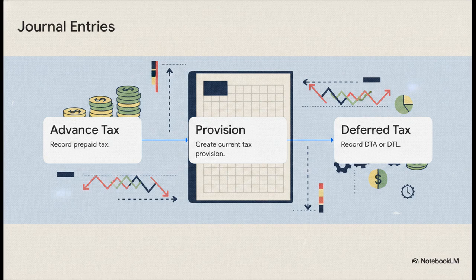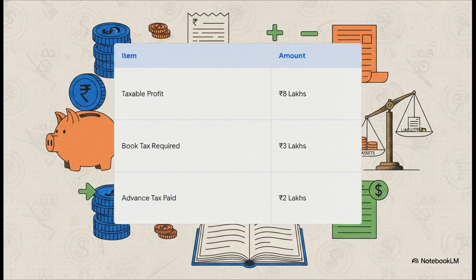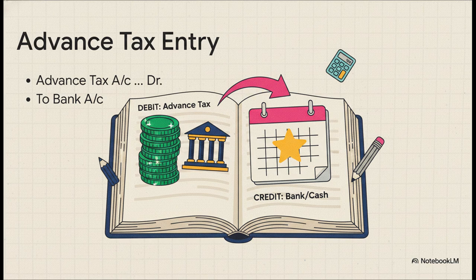Okay, let's break down the actual journal entries in 3 simple steps using a practical example. Imagine an 8 lakh taxable profit, a 3 lakh required book tax, and 2 lakhs prepaid. First up, record the advance tax. Remember, this payment is an asset right now, not an expense.